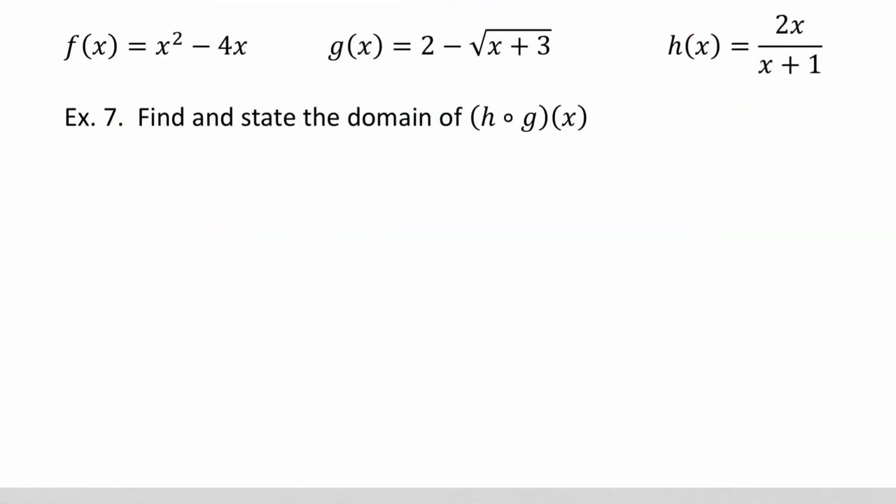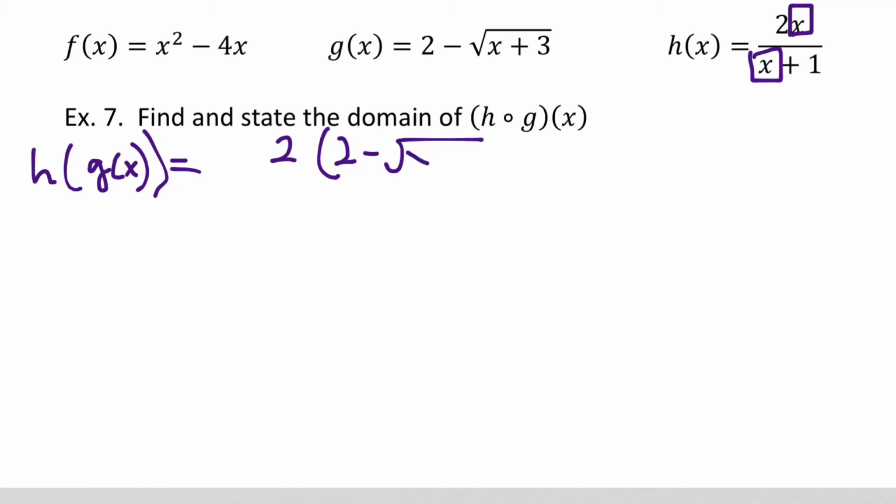Example 7 says, find and state the domain of h of g of x. So we're going to form h of g of x. That means the g function is going to go into the h function. So in the h function, I've got an input spot here, and I've got an input spot here, and the g function is going to go into those two places. So 2 times, let's see, g is 2 minus the square root of x plus 3. That's your numerator.